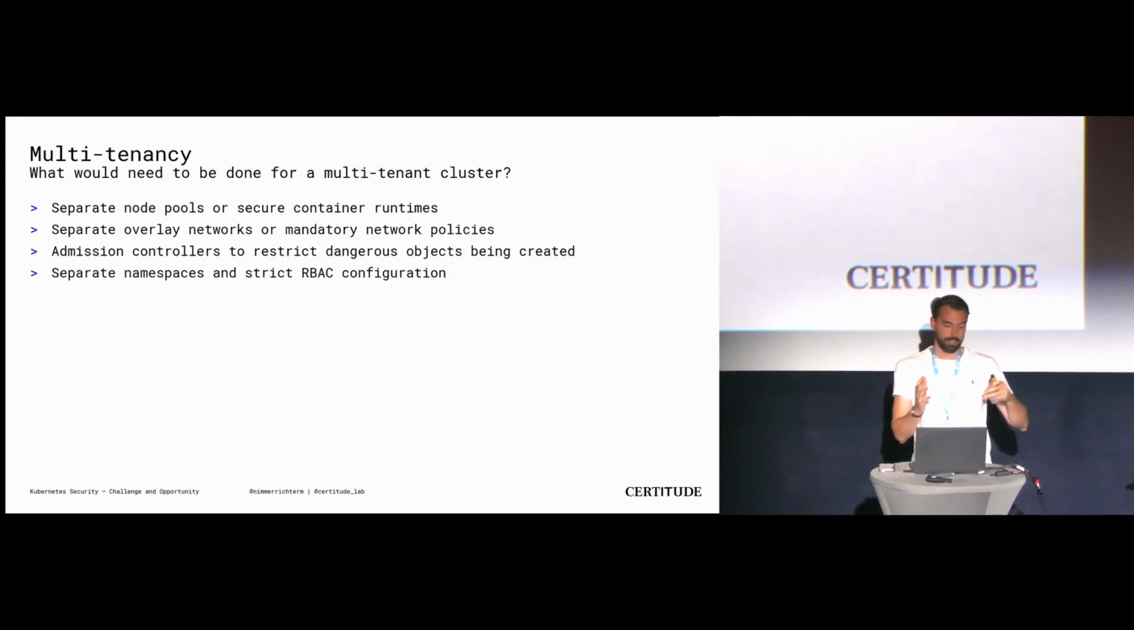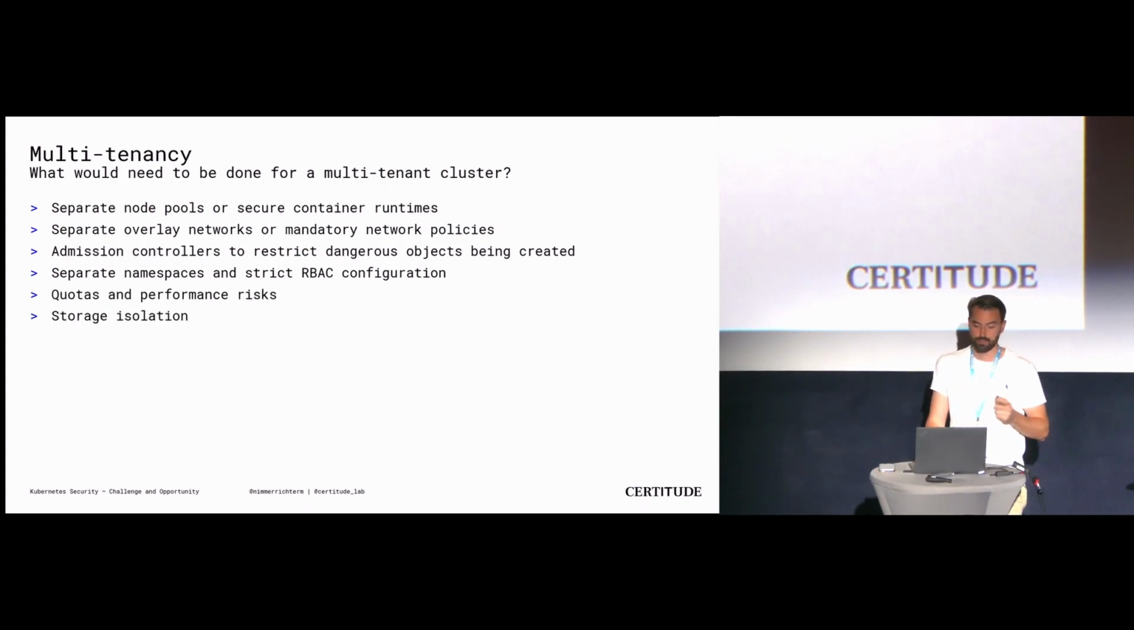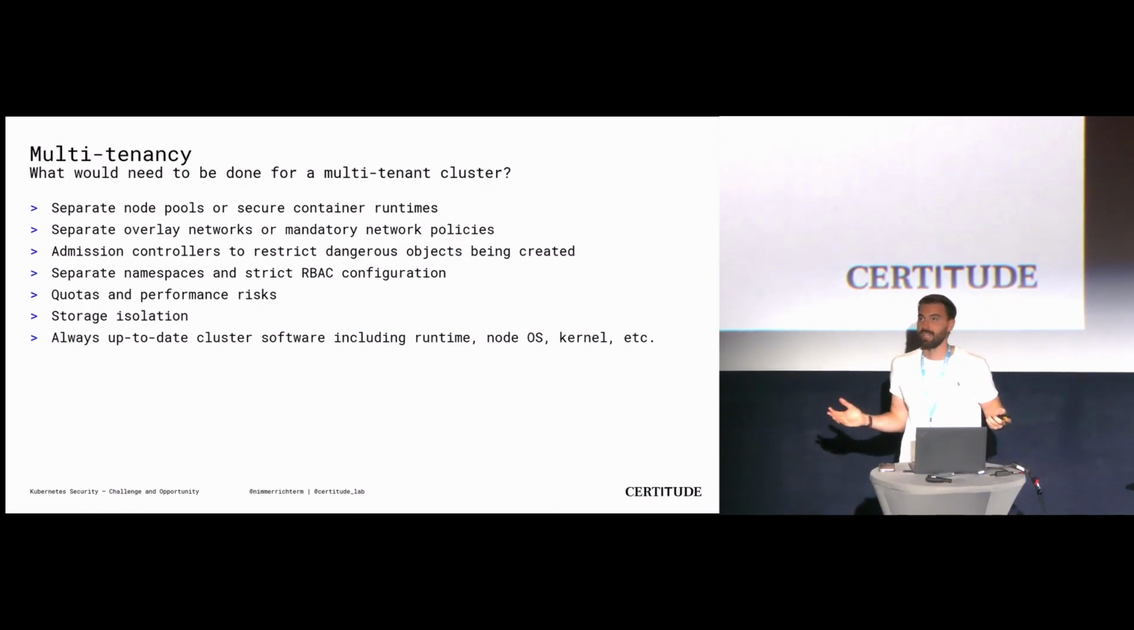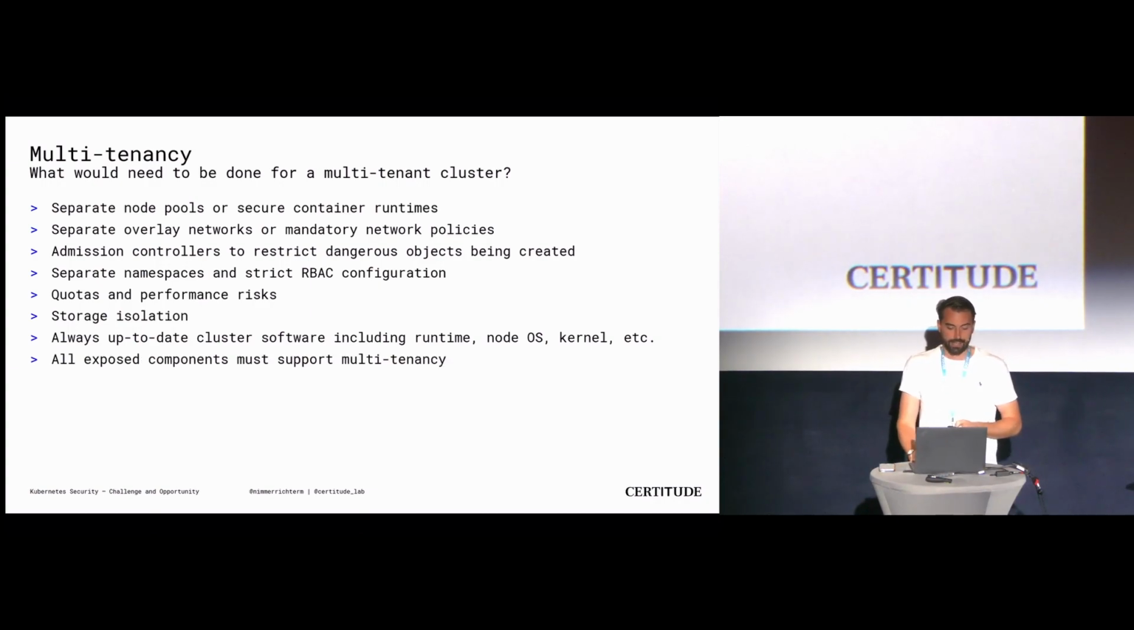You need to have separate namespaces. You need to have role-based access control to restrict access on the Kubernetes API level. You need to think about quotas. You need to think about performance risks, storage isolation. You need to have an up-to-date cluster all the time. So if the next 0-day comes, you need to be able to patch that very, very quickly. And all exposed components must support multi-tenancy.